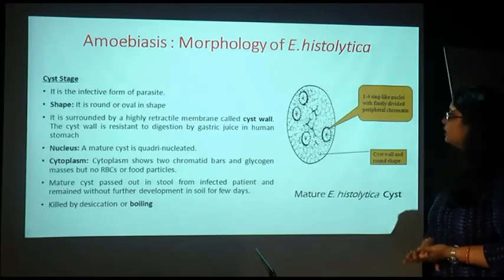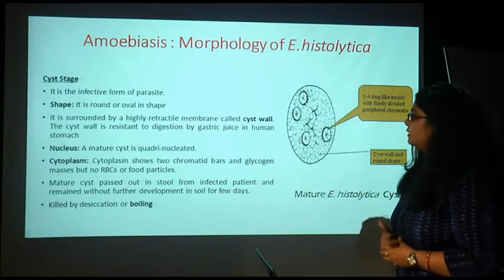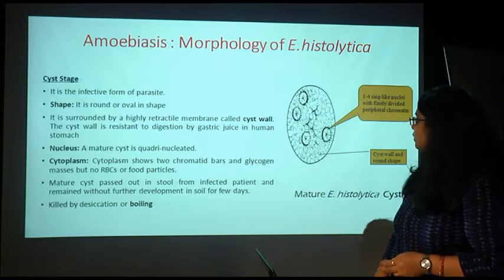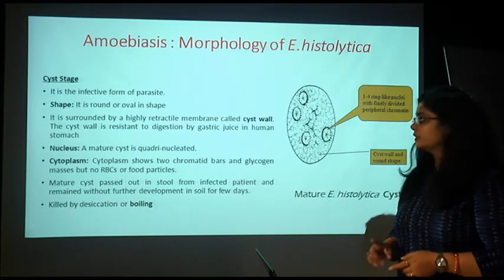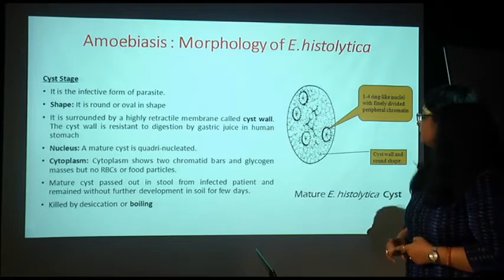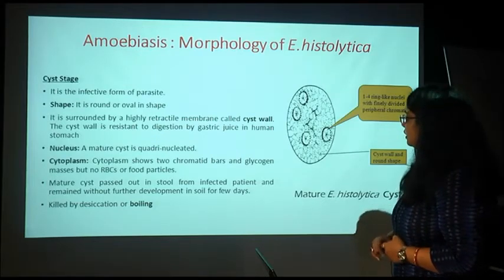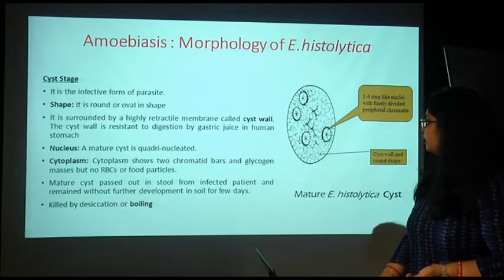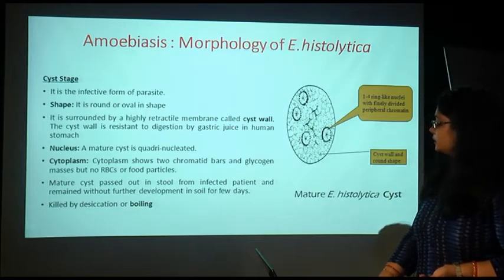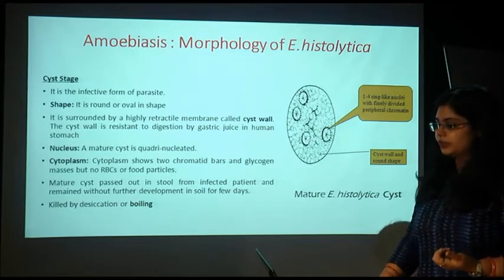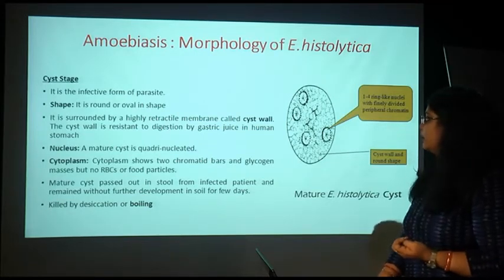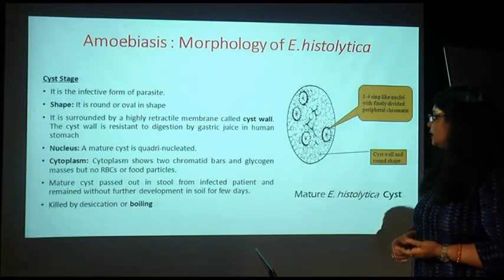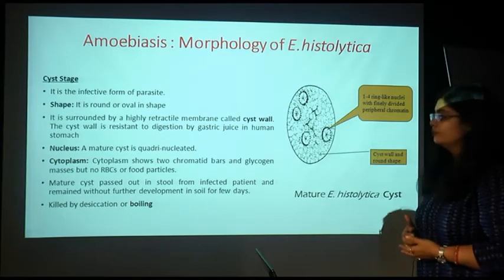Now the cyst is the infective stage of the parasite. It is round or oval in shape and has a cyst wall surrounding it. The cyst wall is resistant to digestion by gastric juice in the human stomach. A mature cyst is quadrinucleated, which means that 4 nuclei are present in the cyst. The cytoplasm shows the presence of 2 chromatid bars and glycogen masses, but no RBCs or food particles.